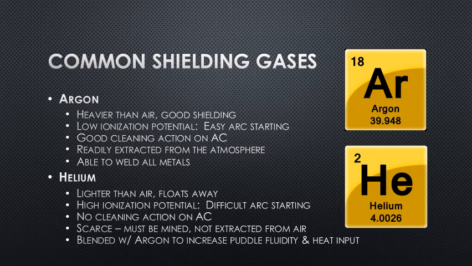And as a result, you have to use a lot more helium and higher flow rates in order to get less shielding. It's got a higher ionization potential than argon, which means arc starting is more difficult because it requires a higher voltage before helium wants to conduct electricity. It also provides no arc cleaning action in AC, and helium is extremely scarce on planet Earth.